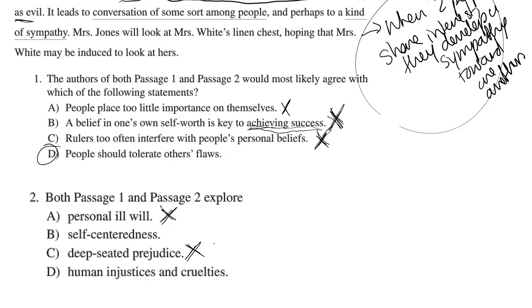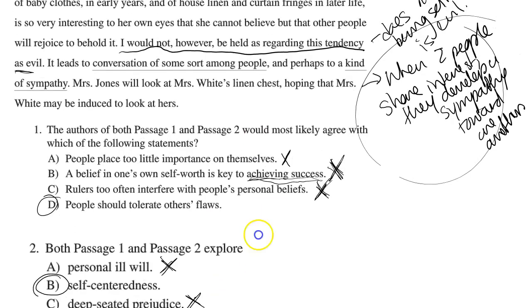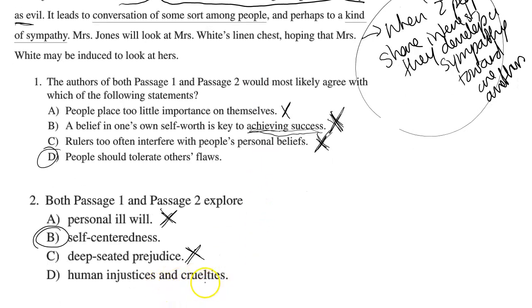However, the author does explore human self-centeredness. So therefore, choice B is our best answer, because both authors kind of explore this idea, whereas passage 2 is not exploring human injustice, and so we can't have that one as well. So B is our best answer.